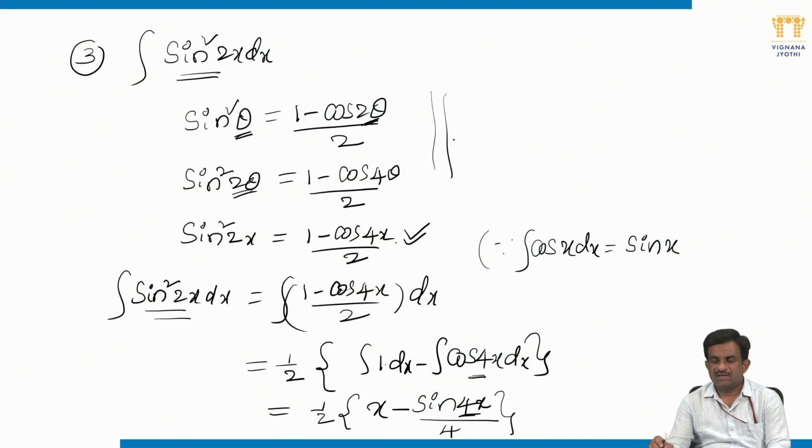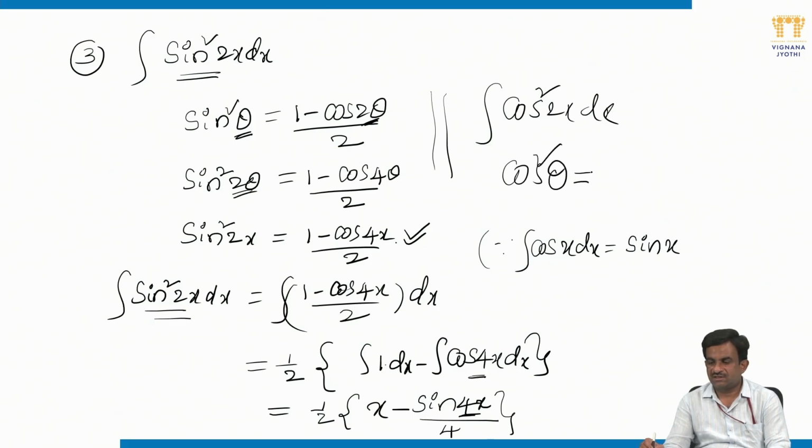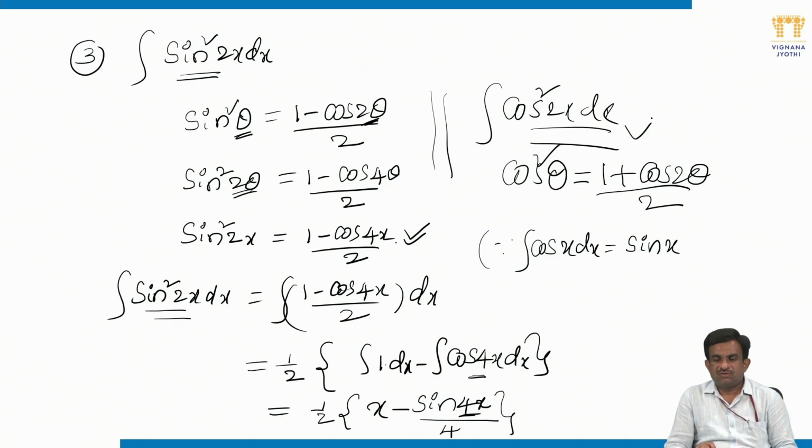In the same manner, the integration of cos square 2x dx you can also evaluate by taking the formula cos square theta as 1 plus cos 2 theta by 2. Using this you can easily evaluate this one also. So these types of evaluation of single integrals are very important. Many concepts have these integrals arising in them.